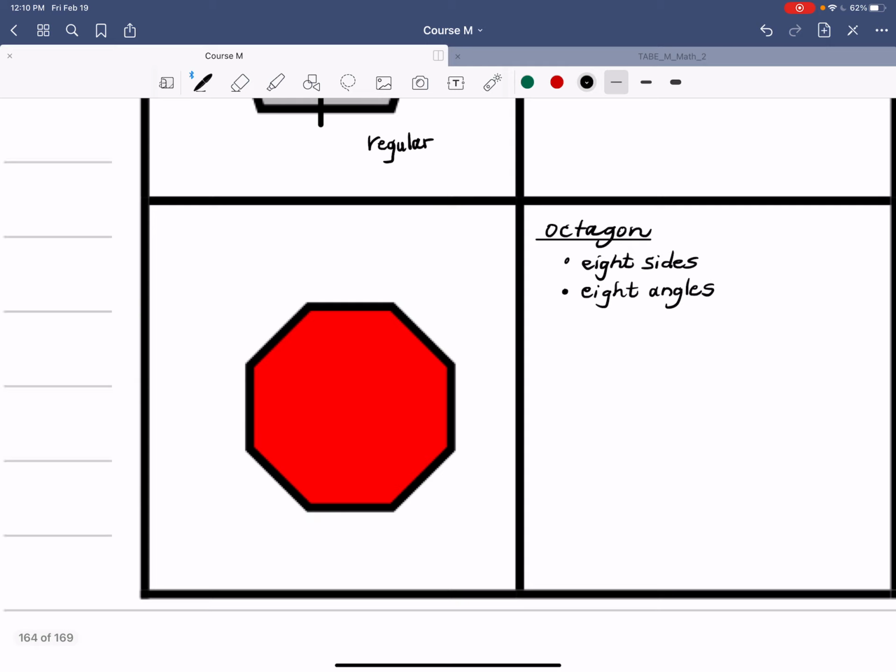Here is an octagon. A stop sign is a regular octagon. What I'm trying to get across to you here is the importance of these marks, because they are telling you about regularity. This is a regular octagon.